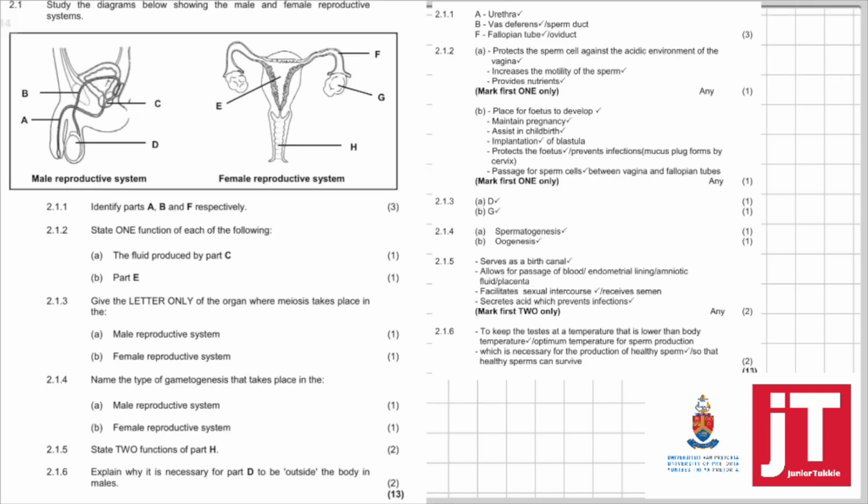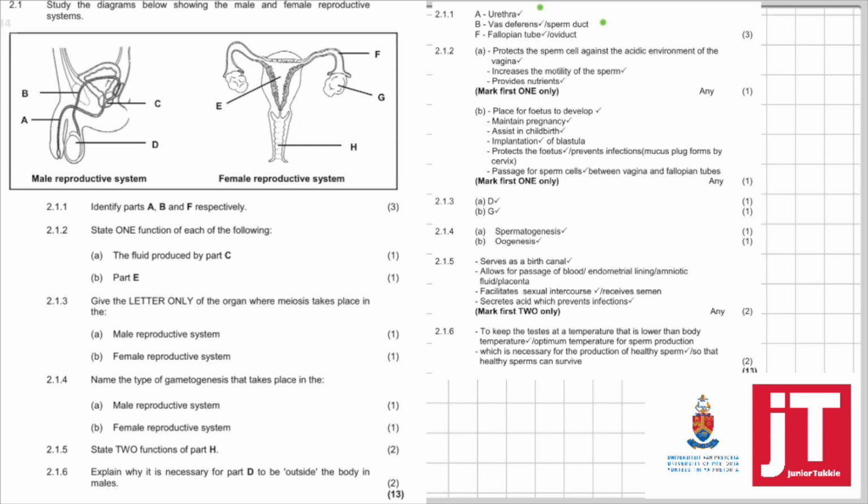Let's get to section B, question 2. Study the diagrams below showing the male and female reproductive systems. 211. Identify parts A, B, and F. Now, A, can you see it's in the penis? It's a tube-like structure. When the vas deferens enters the penis, it's called the urethra. Look at the spelling. B, of course, you can see that's the tube that takes the sperm past the 3 glands. That's B, it's the vas deferens or the sperm duct.